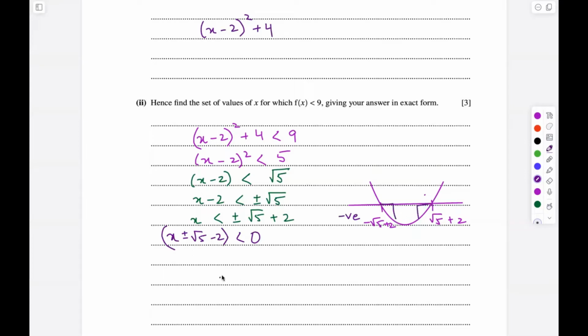So we can say that x will be greater than the lower value, which is minus root 5 plus 2, and it will be less than the upper value, so x is less than root 5 plus 2. So the two values of x in the exact form will be x greater than minus root 5 plus 2 and x less than root 5 plus 2.